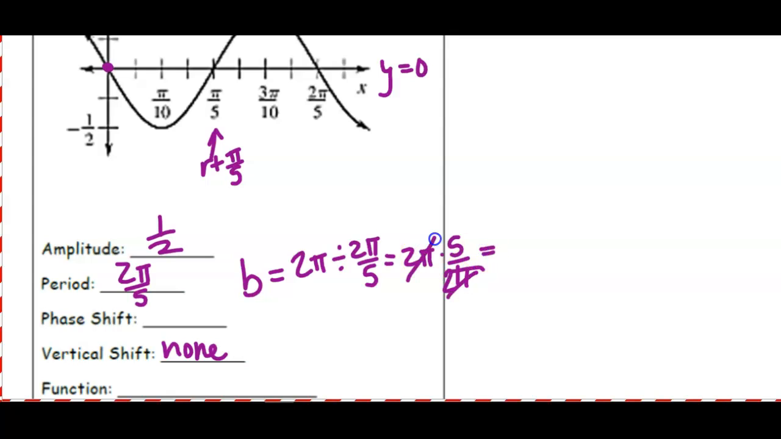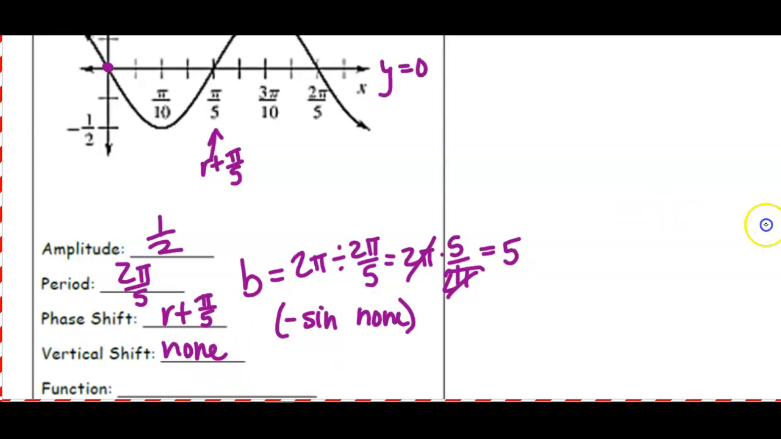Okay, and then we just get 5. So b is going to be 5, which makes sense, right? Normally you take 2 pi divided by whatever b is to get the period. So 2 pi divided by 5, yep, that's the period. Phase shift, well, if we're going to do a positive sine, we're going to go to the right pi over 5. If we're going to do a negative sine, then we don't need one.